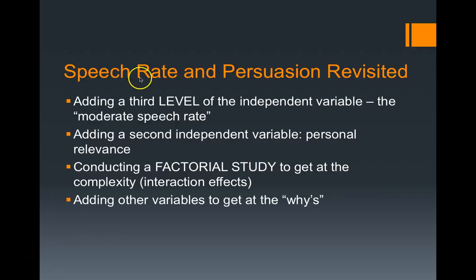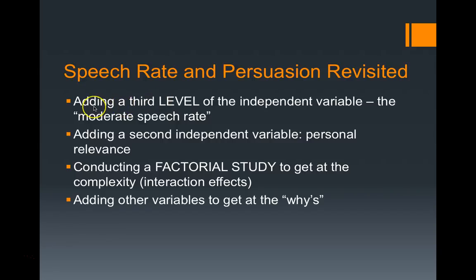Okay, so for example, we only have two groups, right? How do we know that slow speech didn't decrease persuasion because the person conveyed lack of intelligence, lack of knowledgeability about the topic because he or she was speaking too slowly, okay? So we don't know if it was the slow speech that decreased persuasion or the fast speech that increased persuasion. One way around that would be to do a more complicated experiment where we have a third level of the independent variable, a moderate speech rate.